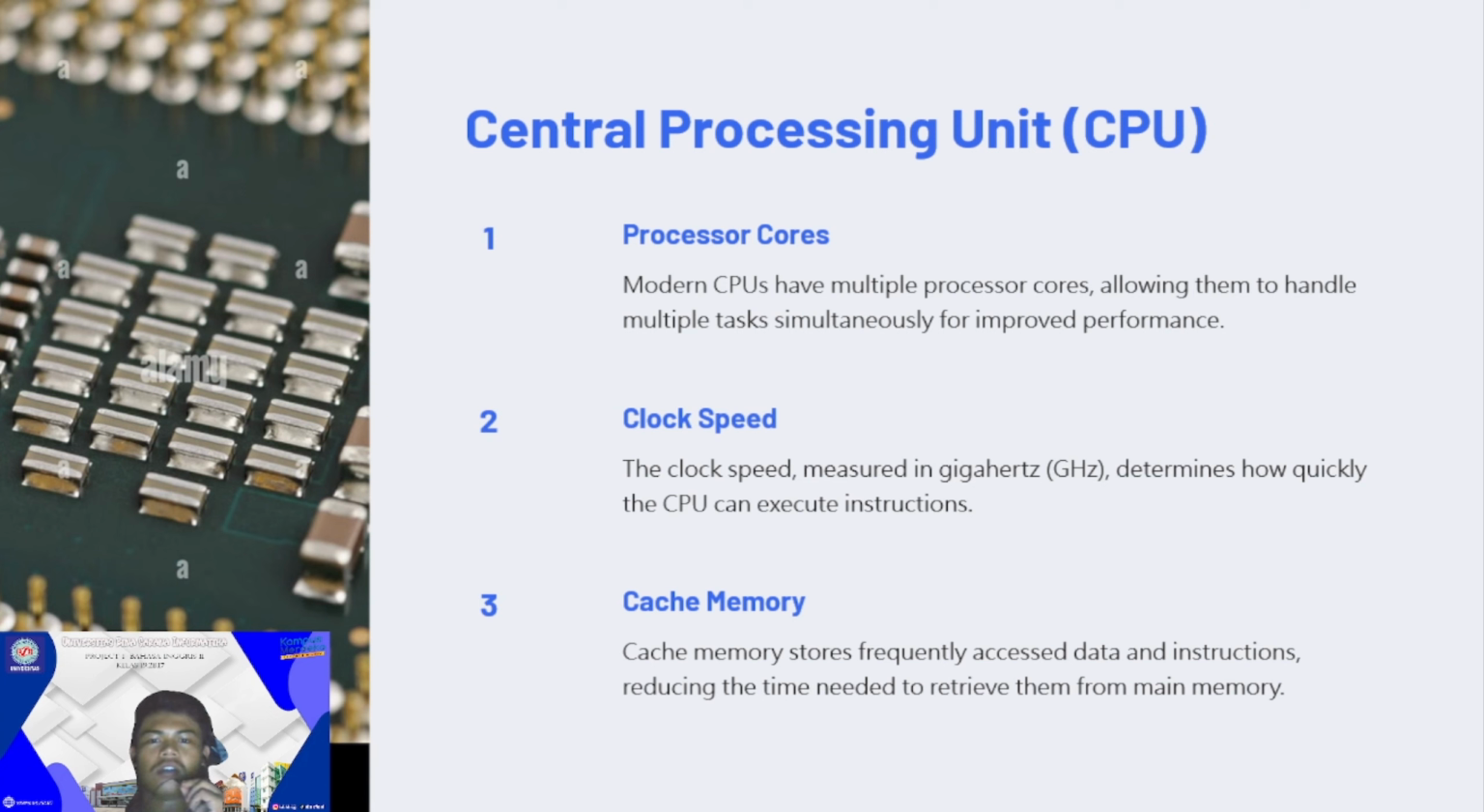Then there is clock speed. The clock speed, measured in gigahertz, determines how quickly the CPU can execute instructions. Then there is cache memory. The cache stores frequently accessed data and instructions, reducing the time needed to retrieve them from main memory.